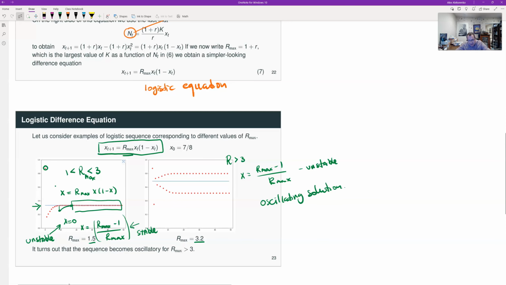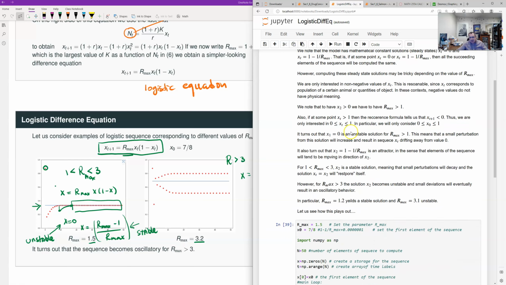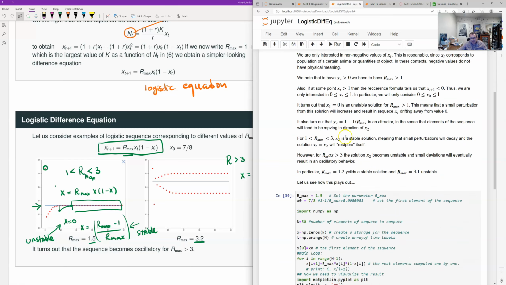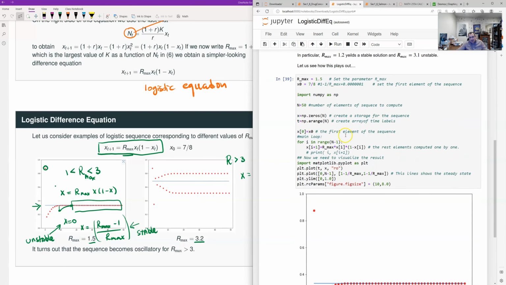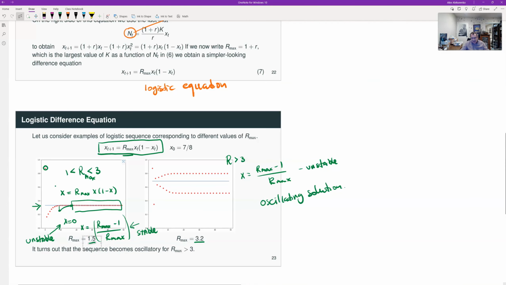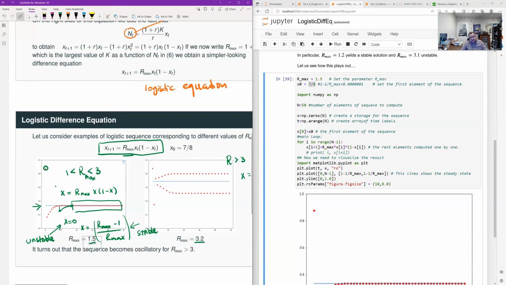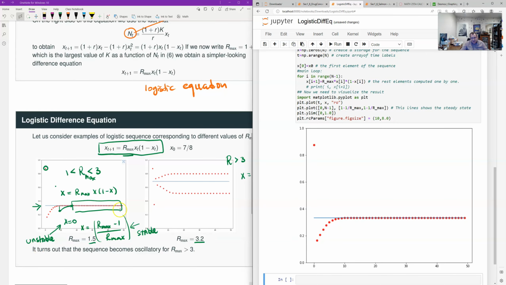Let me show you how it works using the Python code. So here's the code with a description, and a copy of this code will be provided on Canvas. We have this simple formula coded in. That's the logistic equation. You can probably recognize it easily here. We will start with the initial data, the first element of the sequence 0.78. And for starters, we will take the stable value of the coefficient R max of 1.5. So we will run it, and we will have that picture that you see here.